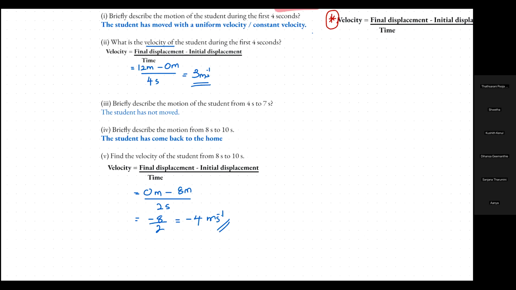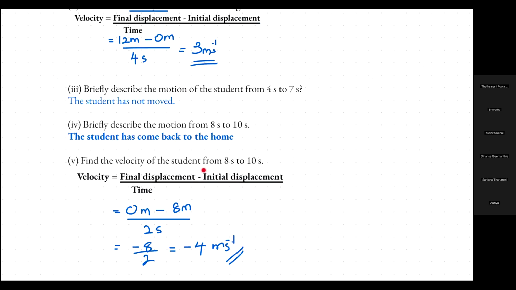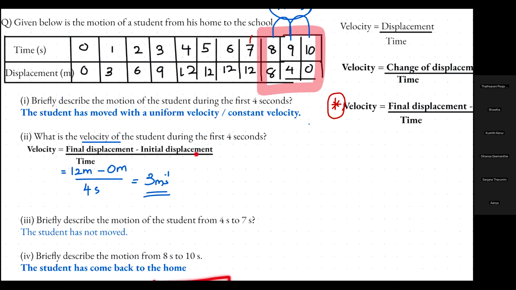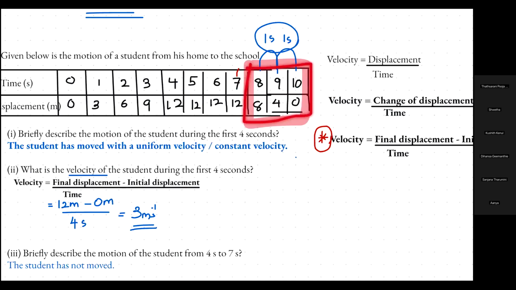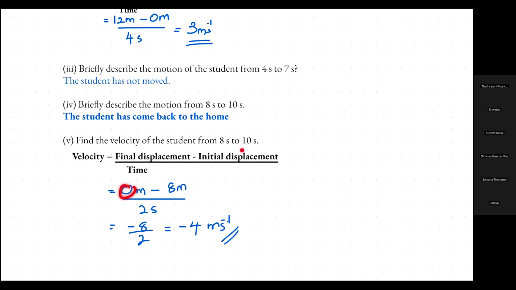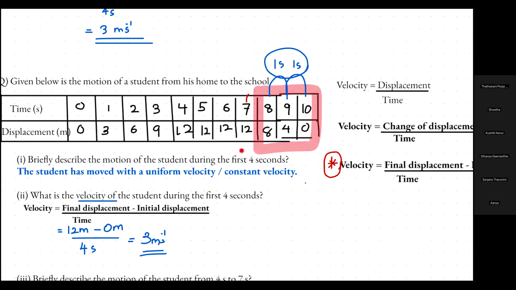They're asking the velocity of the student from 8 second to 10 second. 8 second to 10 second means the one that I have squared here in red. The final displacement is 0. Final means ending displacement, that is 0. Initial means the starting displacement.